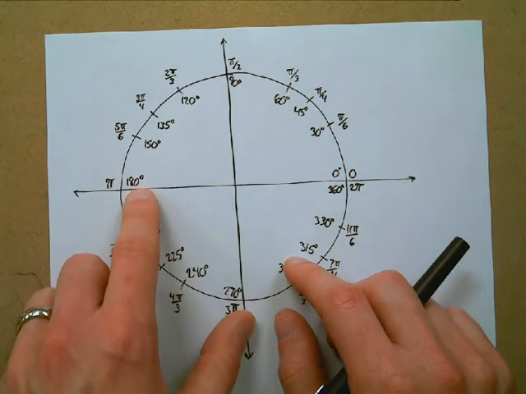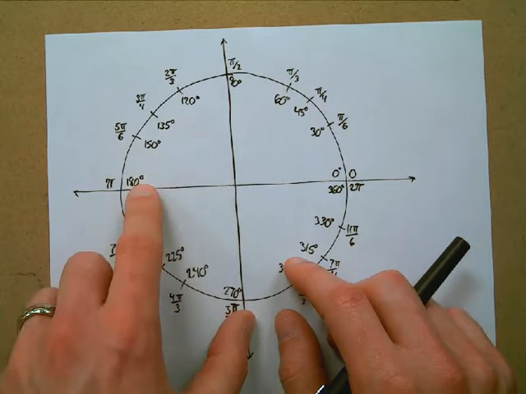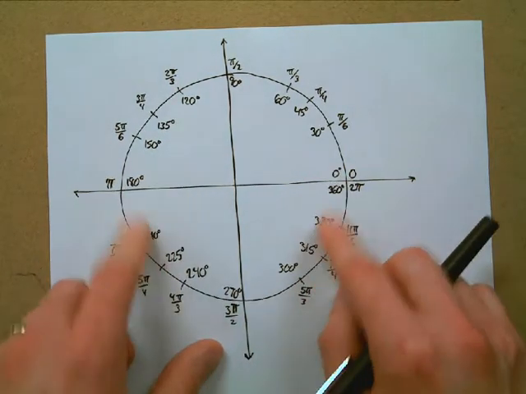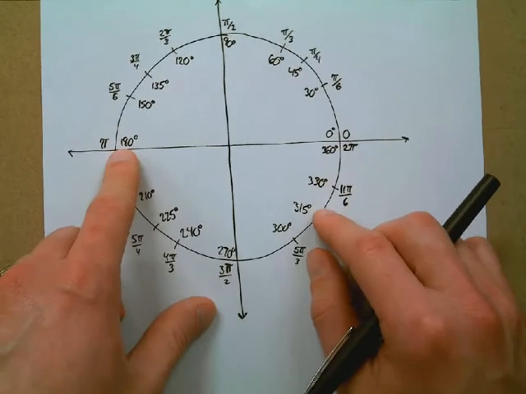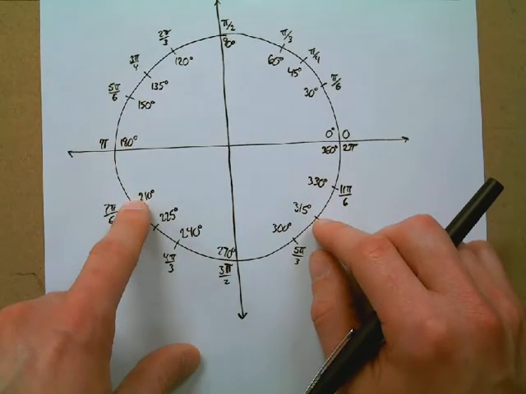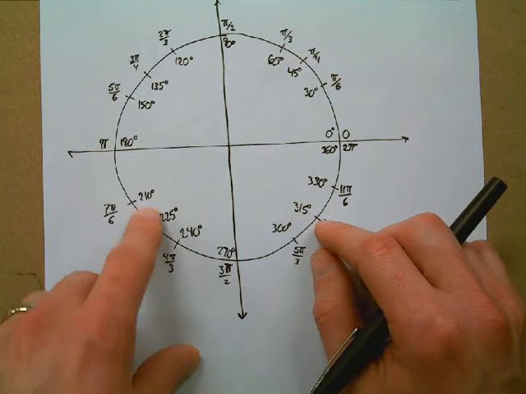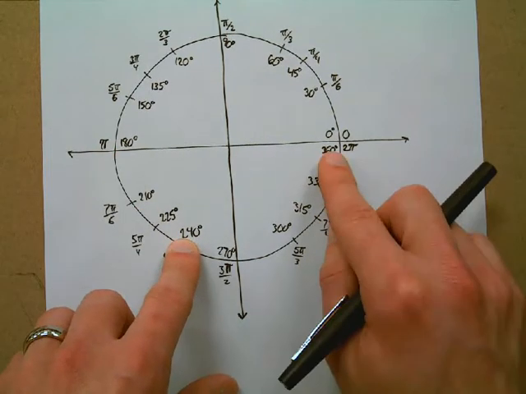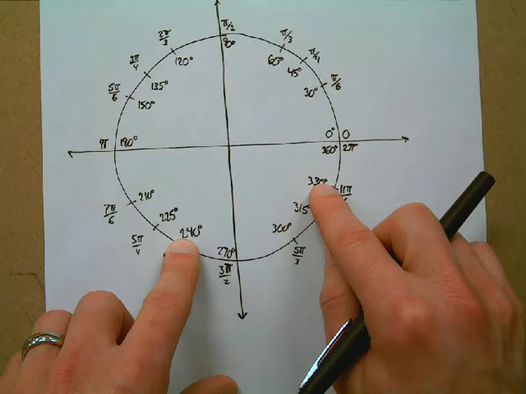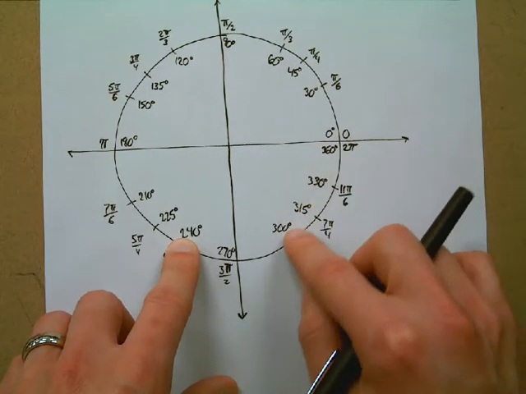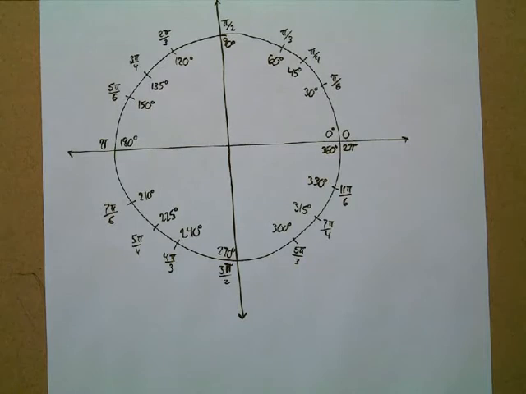So again, 180 plus 30 is 210. 180 plus 45 is 225. 180 plus 60 is 240. 360 minus 30 is 330. 360 minus 45 is 315. 360 minus 60 is 300. So it's really all just going either back or forwards 30, 45, and 60 degrees from these two sides. And then in radian measures, it's the same idea.